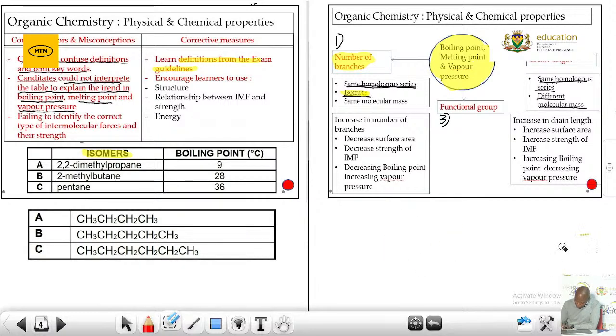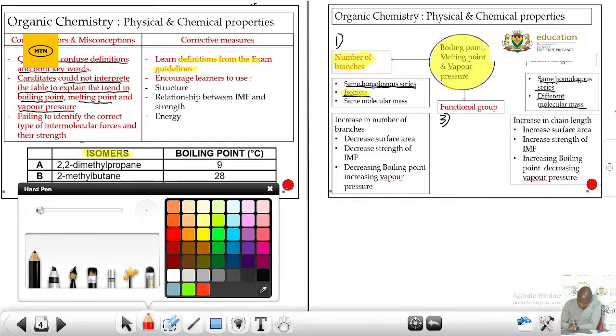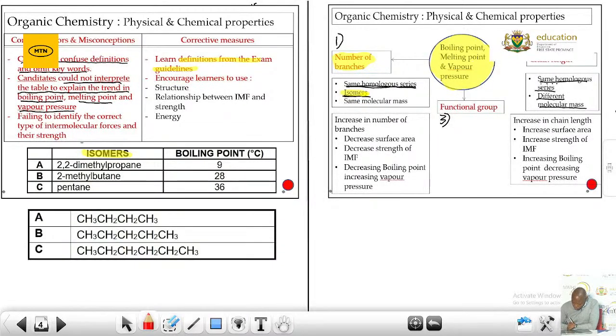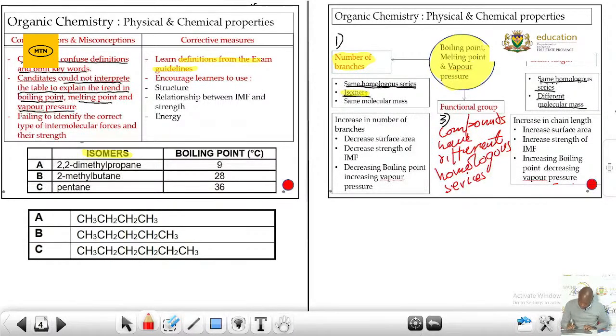So now, with this being said, it says to me, what about the functional group? Obviously, for functional group, compounds belong to different functional groups and have different homologous series. So this is where I am now comparing an alkane with a carboxylic acid. This one is very clear: the two belong to different functional groups.